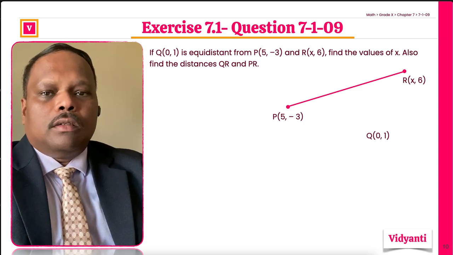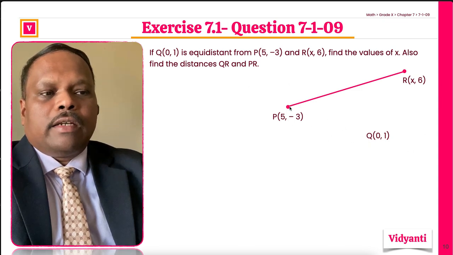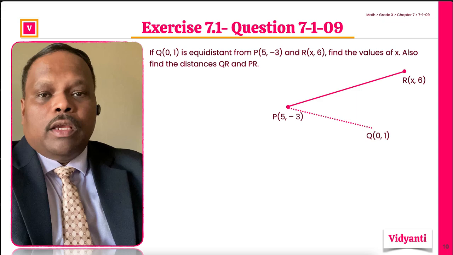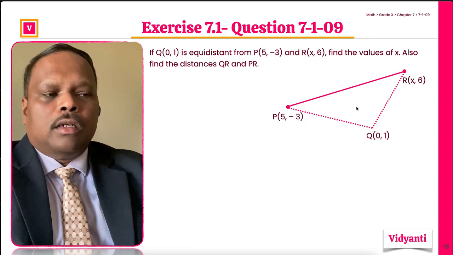They have been telling us that this point Q is equidistant. So that means it is at the same distance from P and R. So if you join a line joining P and Q, and a line joining Q and R, these two dotted distances are the same. That's the meaning of equidistance.